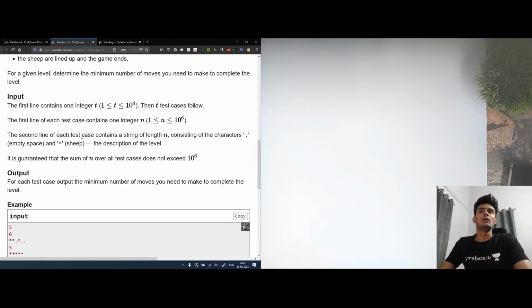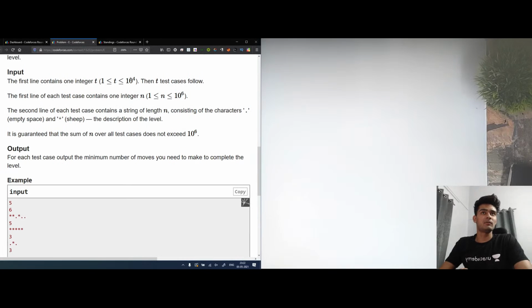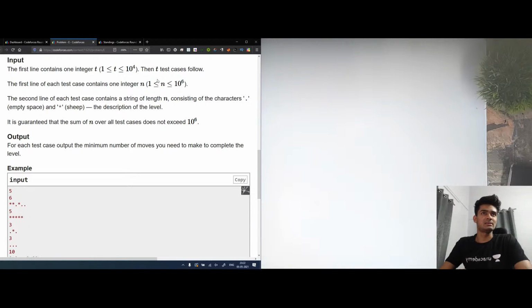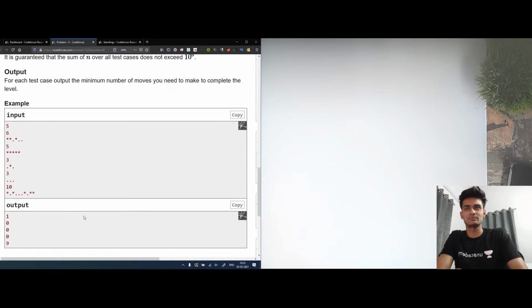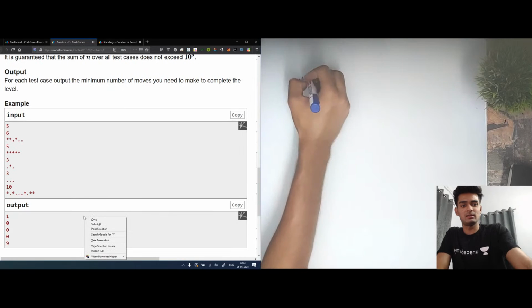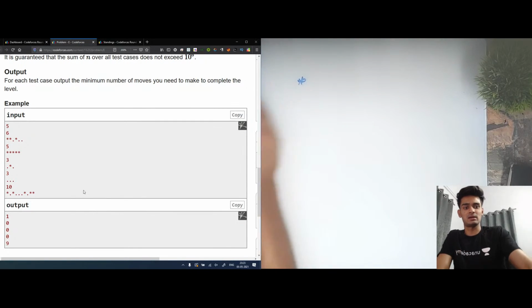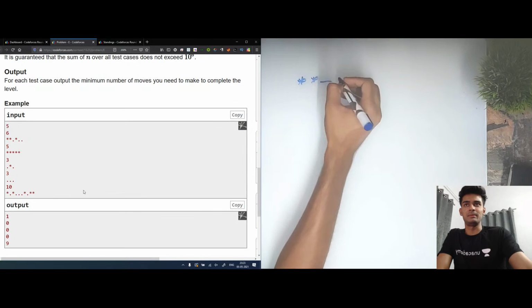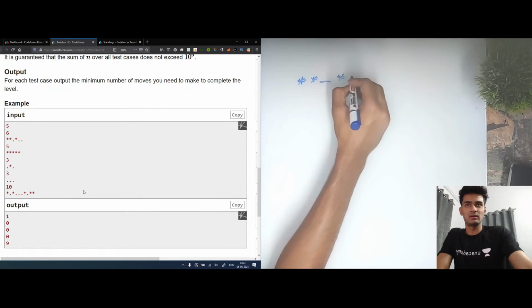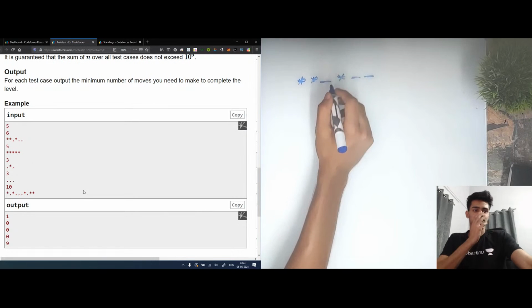Okay, so let's see, we have 10 to the power 4 test cases, and every test case has n, which is up to 10 to the power 6, and the sum of all test cases does not exceed 10 to the power 6. So let's have the very first test case. We have star, star, star, empty space, star, empty space, empty space.